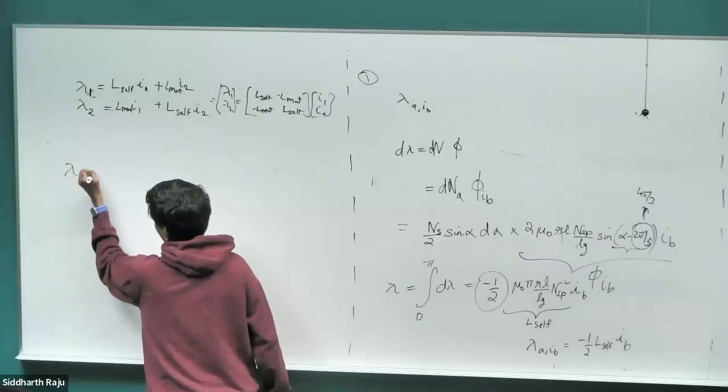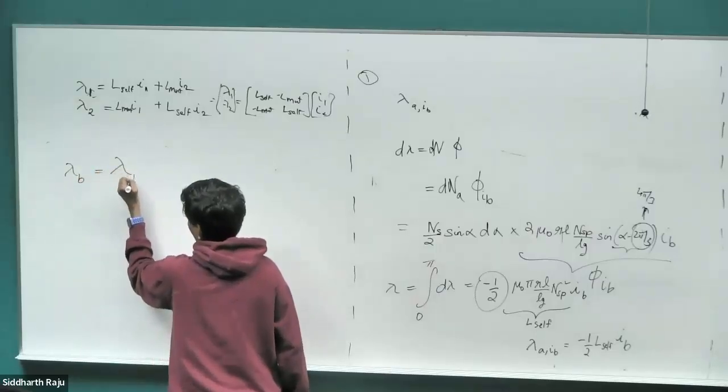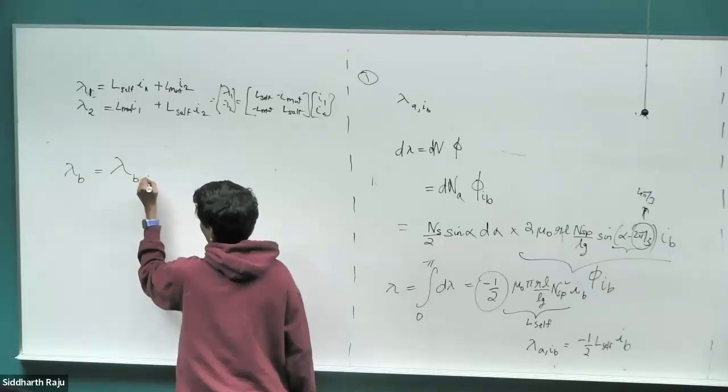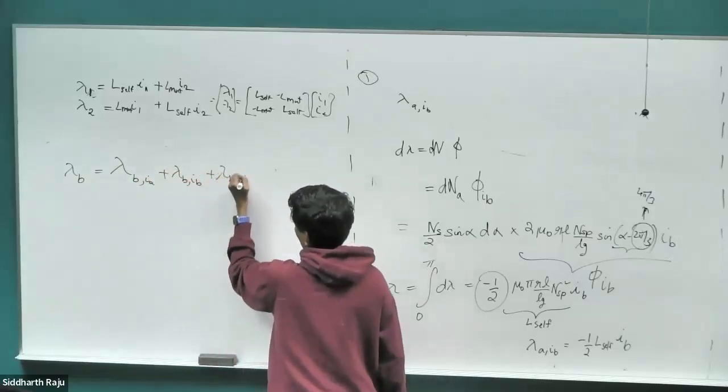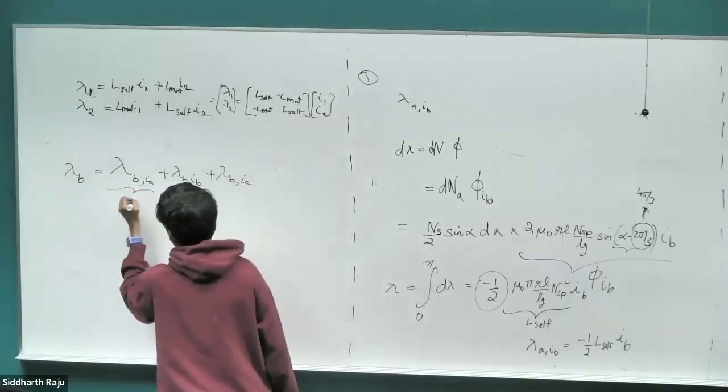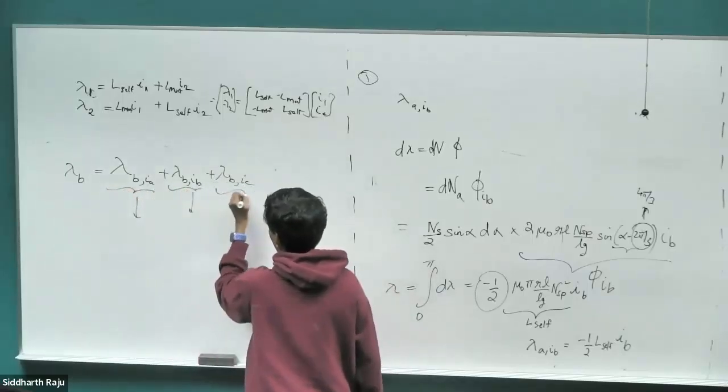So lambda B phase is going to be lambda in the B phase due to current in the A phase, plus lambda in the B phase due to current in the B phase, plus lambda in the B phase due to current in the C phase. Can somebody tell me what each of these expressions will come out to be?